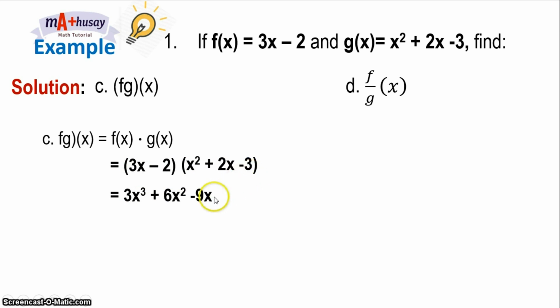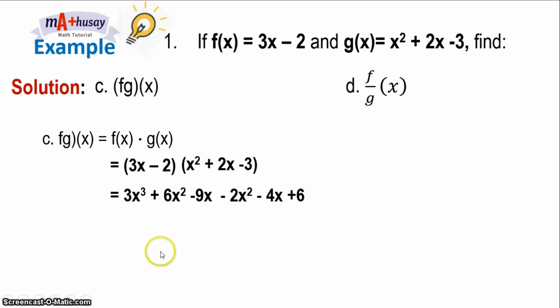3x times negative 3, that's negative 9x. Now again, apply na naman natin ang distributive property. Negative 2 times x squared, that's negative 2x squared. Negative 2 times 2x, negative 4x. Negative 2 times negative 3, that's positive 6.